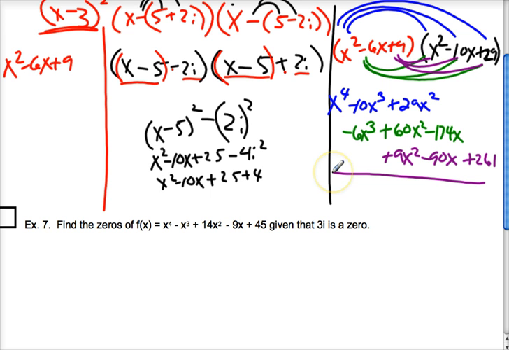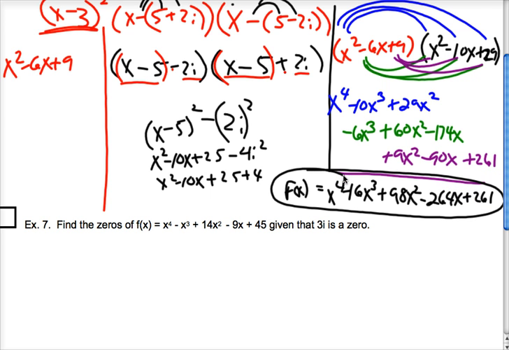Alright, so what do I get? Add those down, and if I add those down, I get f of x equals x to the 4th minus 16x cubed plus 98x squared minus 264x plus 261. That is about as tough as it gets.